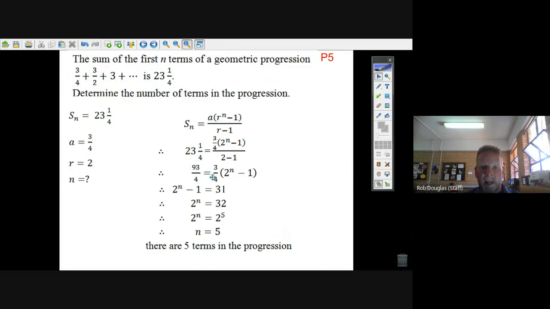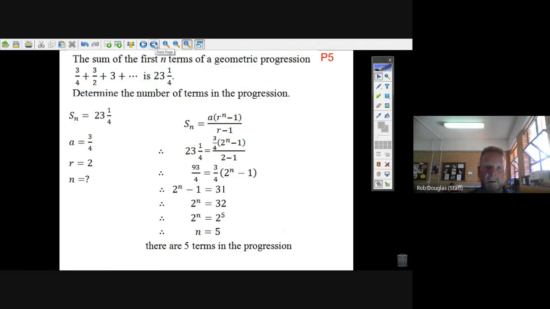Now, the thing you do to both sides to make this 3 over 4 go away is you turn it upside down, make it 4 over 3, and multiply both sides by it. Well, the 4 over 3 will cancel with the 3 over 4, and you'll just end up with 2 to the n minus 1. But the 93 over 4 times 4 over 3, the 4's will cancel. You'll get 93 divided by 3, and that's 31. You add 1 to both sides, you get 32. 32 is really 2 to the 5th power. And now you can see n equals 5. There must be 5 terms in this geometric progression.